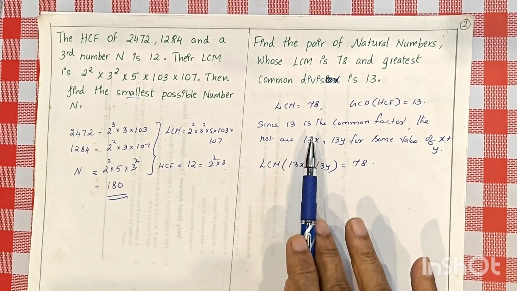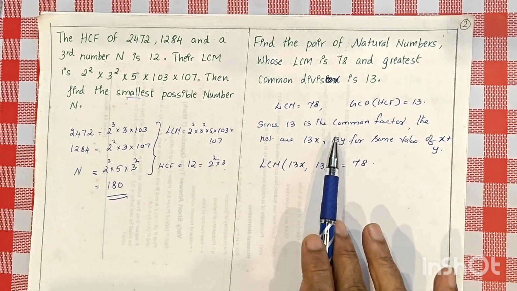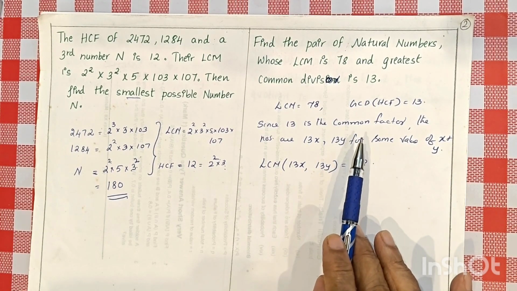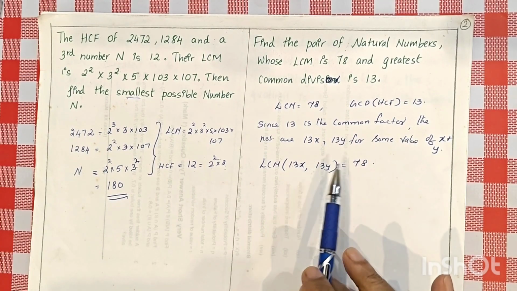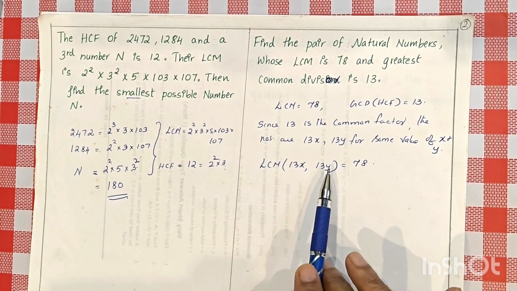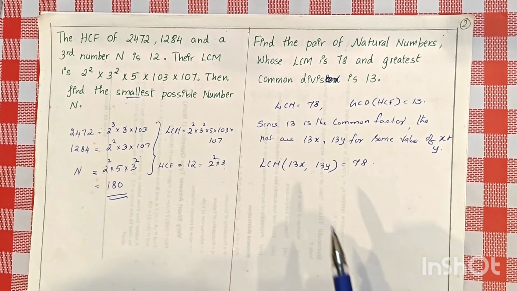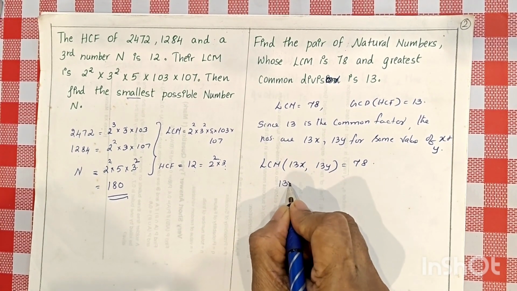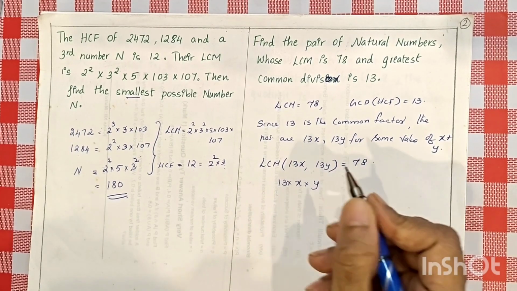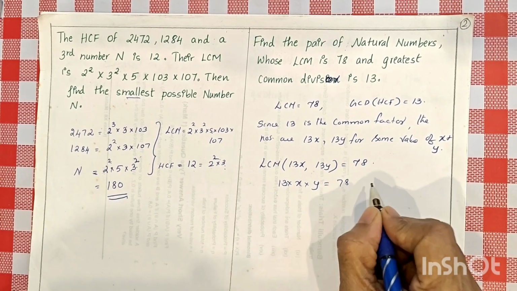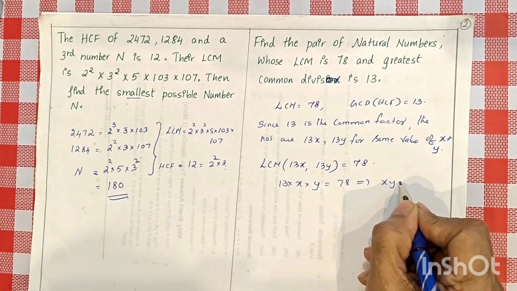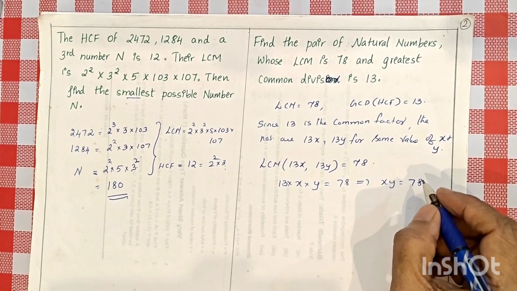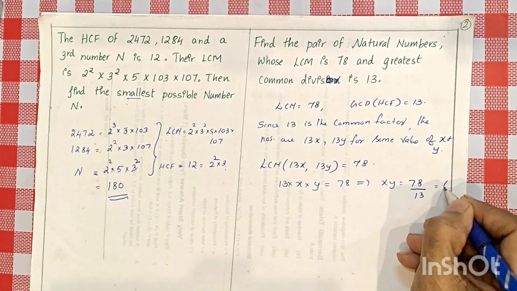So the numbers we can take as 13x and 13y for some value of x and y. 13 should be common in both because that is the common factor. So now LCM of 13x and 13y is 78. So how do you find LCM? 13 is common in both, into x into y, that is equal to 78. From this you can find xy. xy is equal to 78 divided by 13, equal to 6.